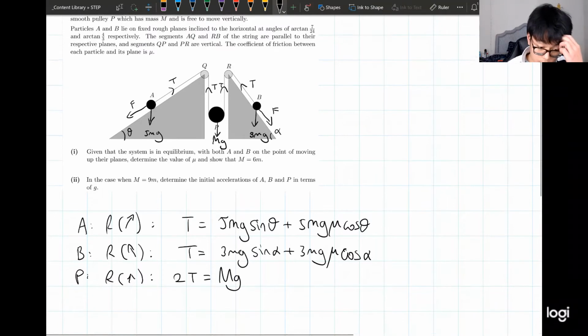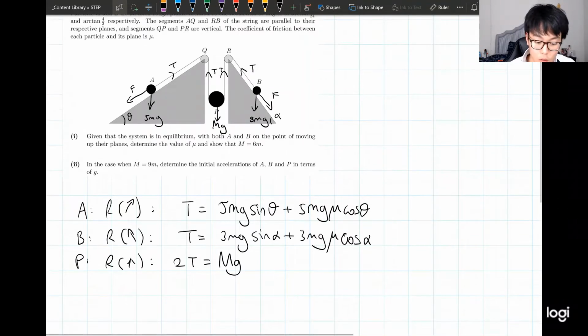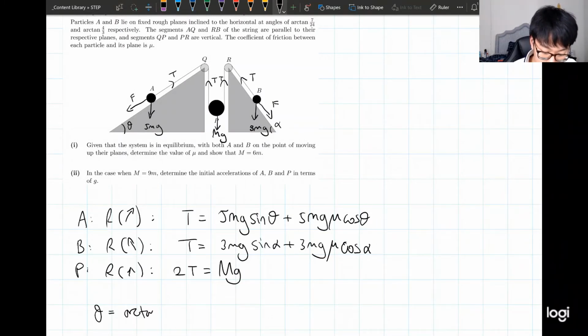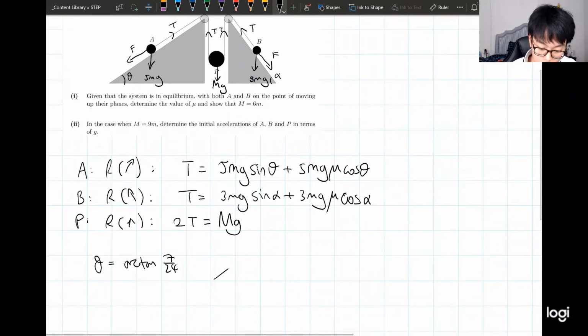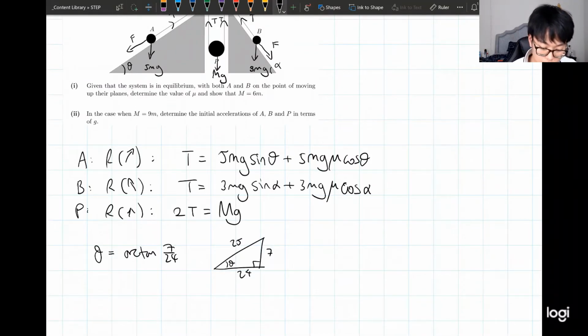Now we're given what theta and alpha actually are. We know that theta is equal to arctan 7/24. So if we sketch a right-angled triangle for theta, with 7 and 24, then the hypotenuse must be 25. From this right-angled triangle, we can derive what sine theta and cos theta are. You can do the exact same thing with alpha.